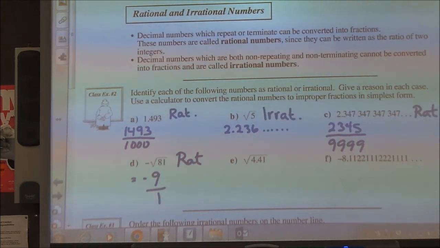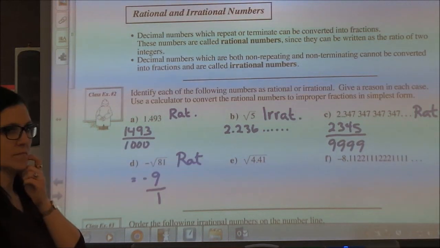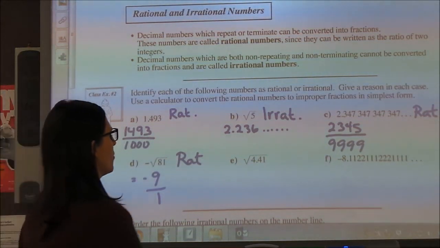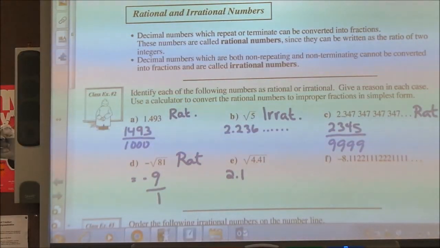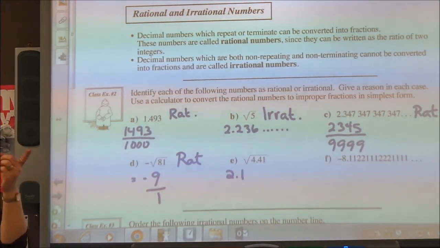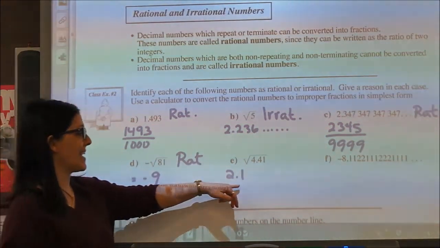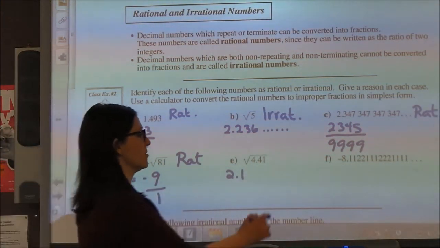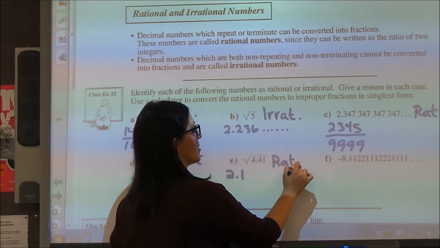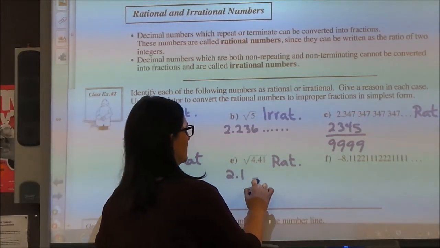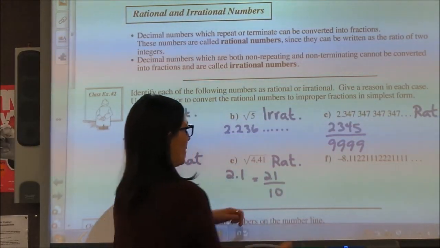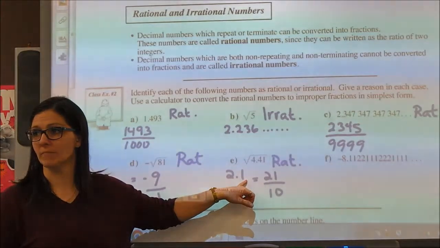Square root of 4.41. What does it equal? 2.1. Which is what kind of decimal? Rational. It's a terminating number, so that means that it's a rational number. If I convert it to a fraction, what do I get? 21 over 10. Place value, this is in the tenths position.